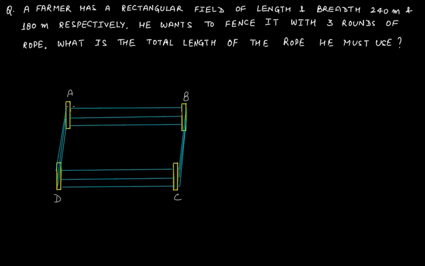The perimeter tells what? The distance covered in taking 1 round along the boundary of that field or figure. So along this boundary, coming from here to here to here to here, 1 round will tell the perimeter, and it will tell you the length of the rope required for 1 round, right? If I fence it 1 time only, that will be the perimeter. We know that the perimeter of a rectangle, P, is 2 times length plus breadth.